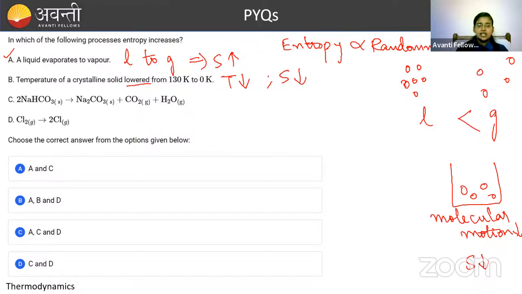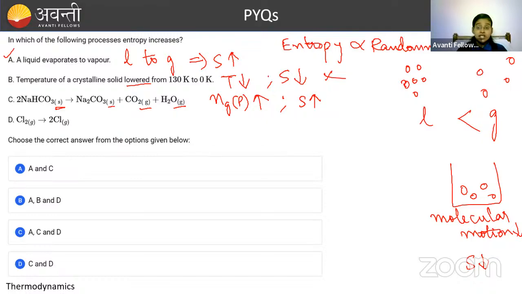Got it? In the third case, here entropy is decreasing in B, so it cannot be the answer. In the third case, we have one solid molecule getting converted to one solid and two gas. So what is happening here? The number of gaseous products increases. If the number of particles increases, entropy will also increase because more particles will move here and there.